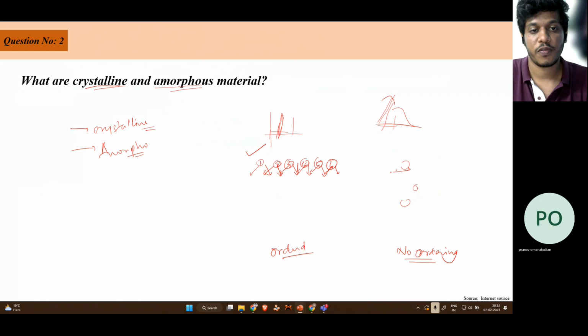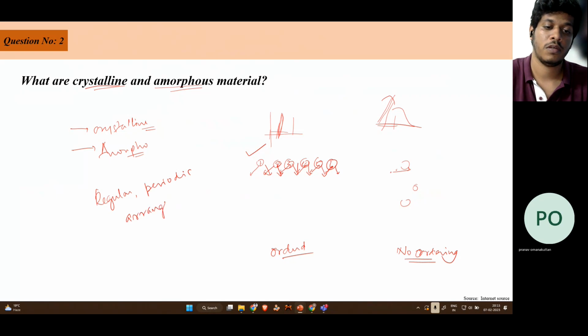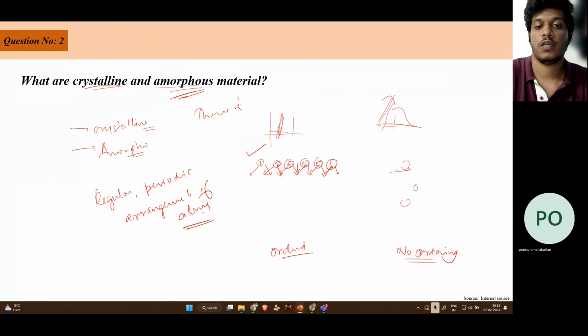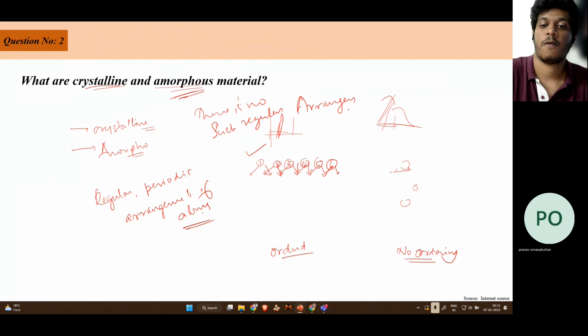Okay. The next question we discussed was: what are crystalline and amorphous materials? So basically, a crystalline material is a material where there is a regular and periodic arrangement of atoms. Whereas in an amorphous material, there is no such regular arrangement of atoms or molecules.